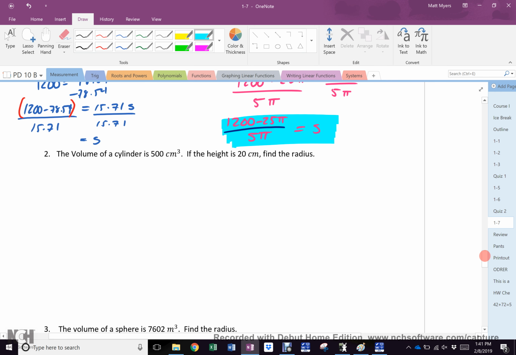All right. So now, prove it. Volume of a cylinder. I know the height. You find me the radius.